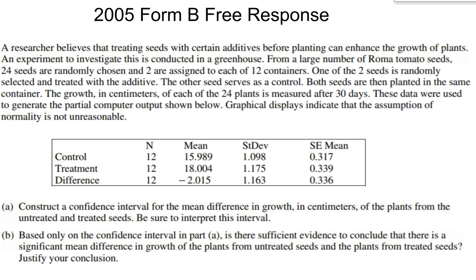A large number of Roma tomato seeds, 24 seeds, are randomly chosen. So that's a good thing. You kind of see one of our first assumptions is met. We have some random assignment. And 2 are assigned each to each of 12 containers, right? One of the 2 seeds is randomly selected and treated with the additive. The other serves as a control.